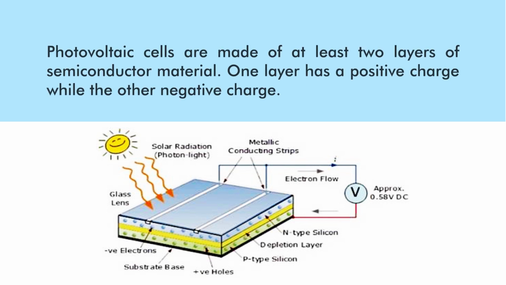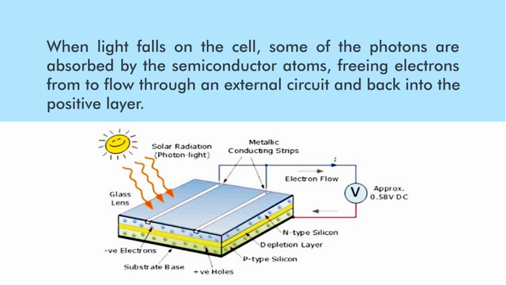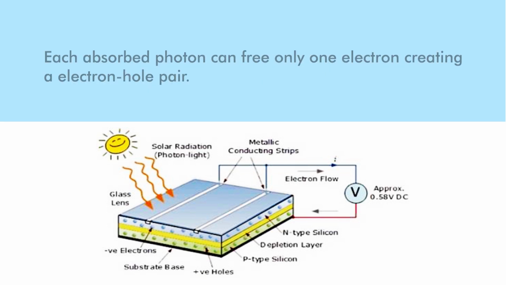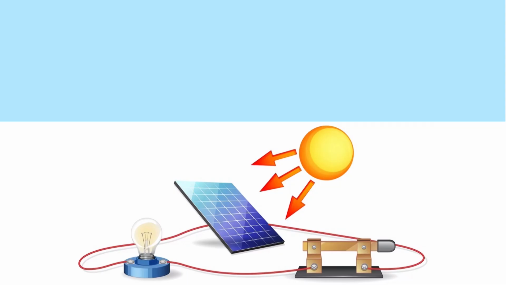Photovoltaic cells are made of at least two layers of semiconductor material. One layer has a positive charge while the other has a negative charge. When light falls on the cell, some photons are absorbed by the semiconductor atoms, freeing electrons to flow through the external circuit and back into the positive layer. This flow of electrons produces electric current, and each absorbed photon can free only one electron, creating an electron hole pair. These are the conditions for the occurrence of the photovoltaic effect.